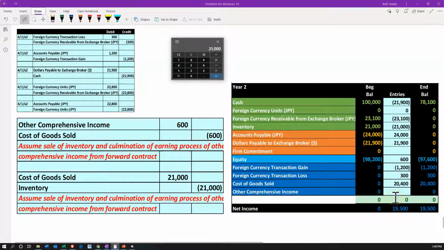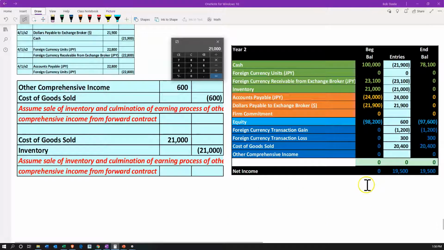So what's the effect on this? When we're using this method, because we didn't have a contract, and that's when we use it, the other comprehensive income is going to be affected. There's no effect to the inventory for the entire time period. However, once we make the sale of the inventory, there is going to be an effect on the cost of goods sold account at that point in time. So that's where one of the changes will be.